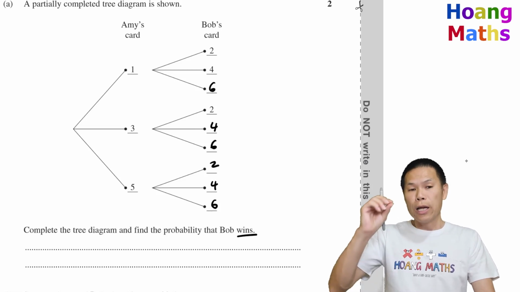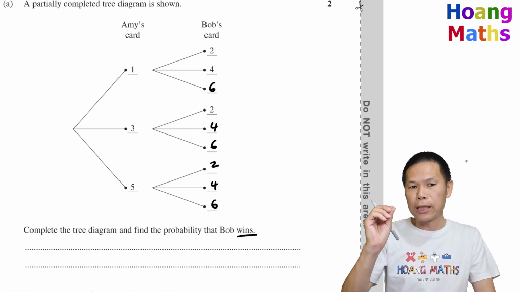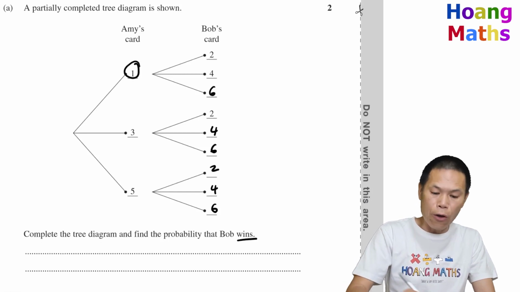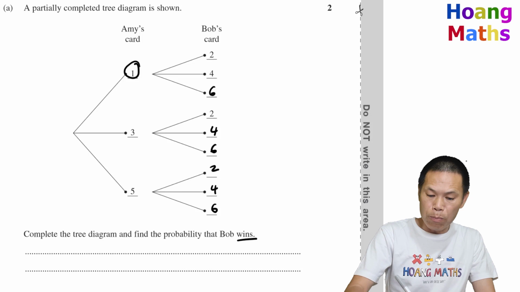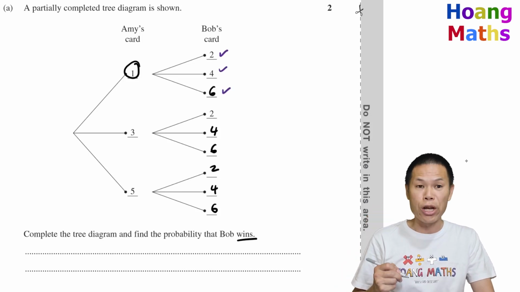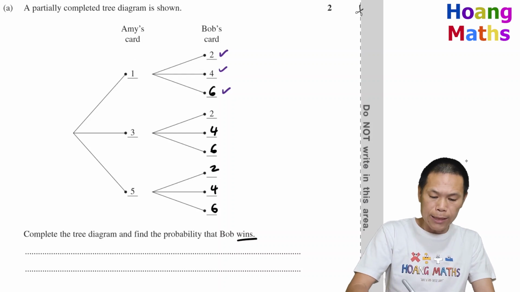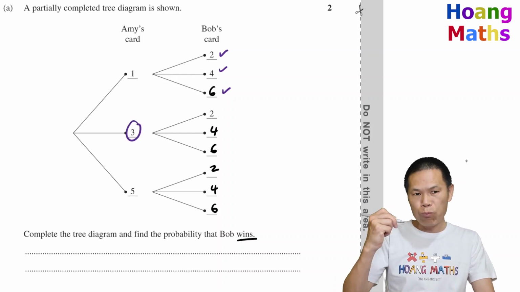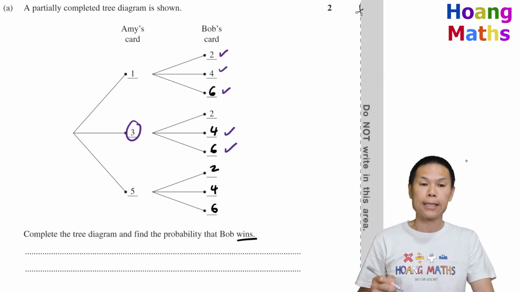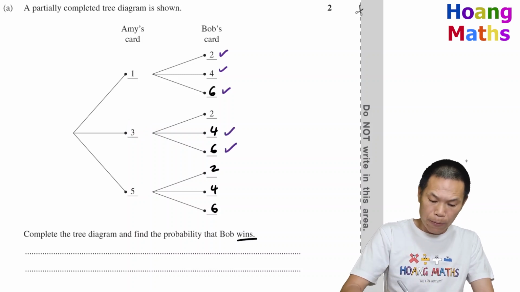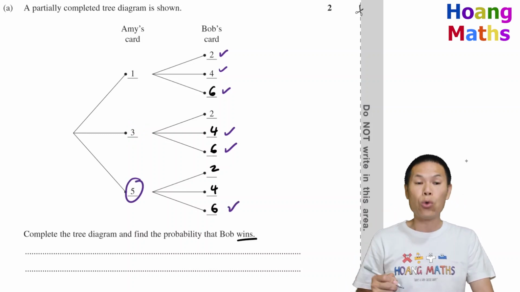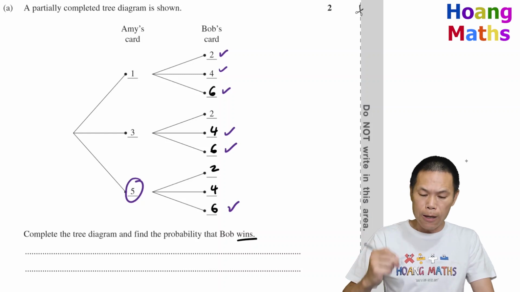In other words, Bob's card must be greater than Amy's card. So we have 1 for Amy, and therefore for Bob, 2, 4, 6. So Bob will win on this branch. If Amy has a card of 3, Bob will win only if Bob has a 4 or a 6. And for Amy's card 5, Bob must have a card of 6 in order to win. So these are the winning cards.